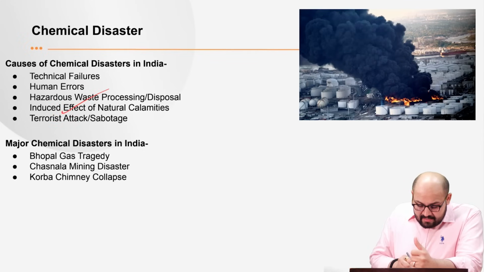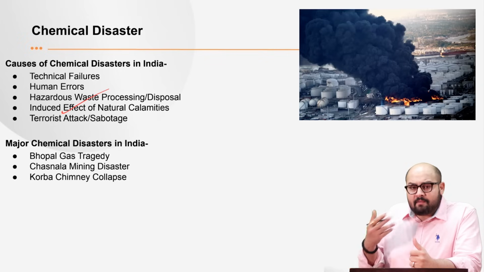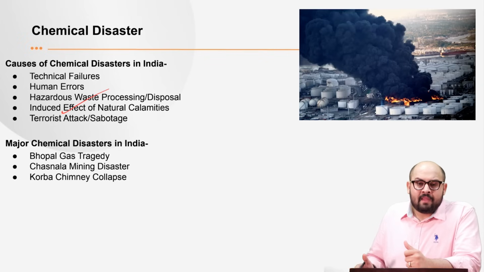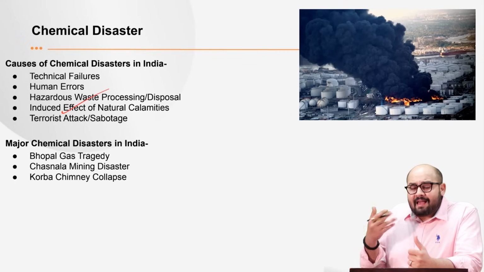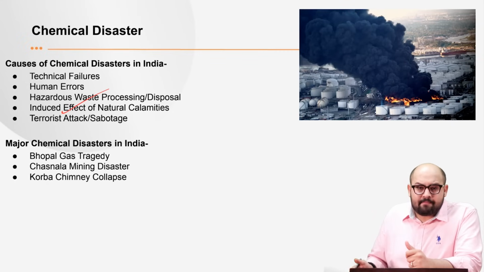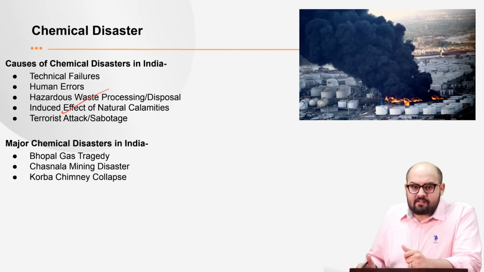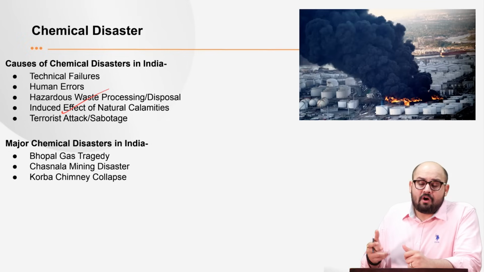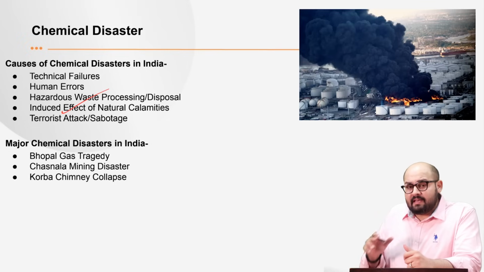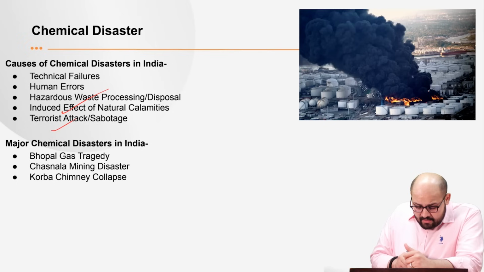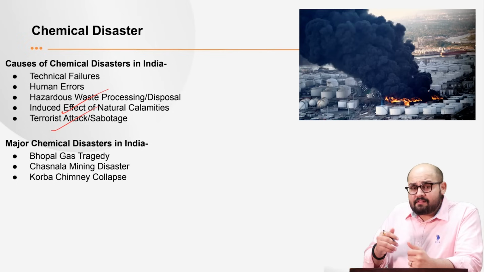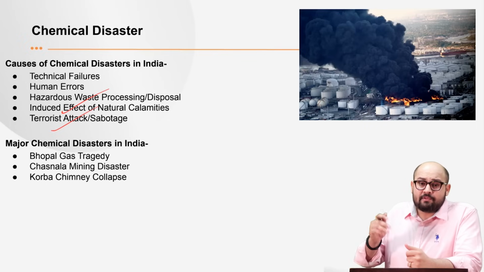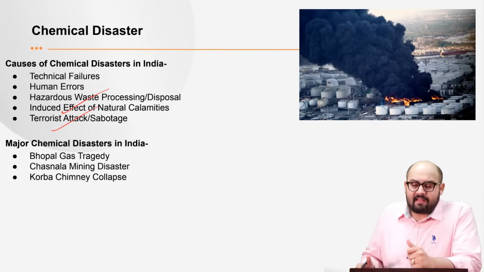Then we have got the induced effect of natural calamities. What it means is, let's say there's an industrial plant, and over there you have a sudden earthquake, right? So it can lead to the breakage of industrial pipes or equipment, and it can lead to a leakage. Or you can have the situation of flooding, which might disrupt the industrial functioning. Then we can have a situation of terrorist attack or sabotage. What it means is that this involves a deliberate attempt to destroy a particular chemical industry so that there can be a leakage of harmful chemicals.